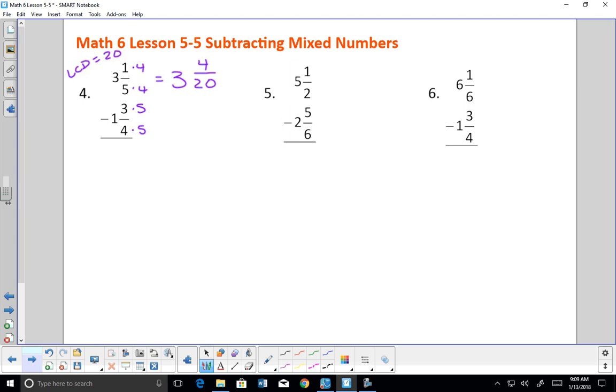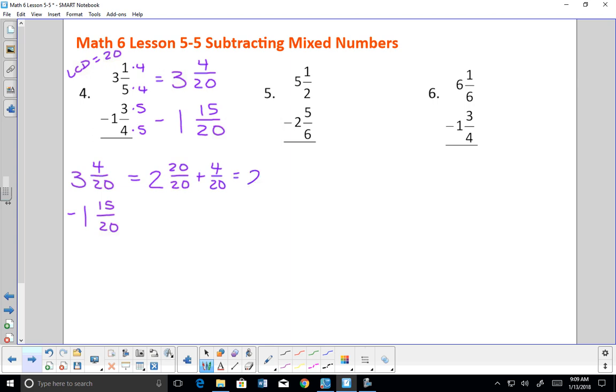Now I look at this and say I cannot take 15 from 4, so I'm going to rewrite 3 and 4/20ths down here, minus 1 and 15/20ths, and I am going to borrow. I have to rename the 3 and 4/20ths. I'm going to borrow from the 3 and make it 2, so I'm going to rename 3 as 2 and 20/20ths, plus the 4/20ths I already had. That becomes 2 and 24/20ths.